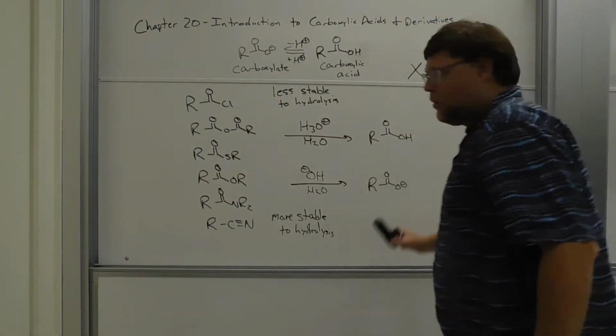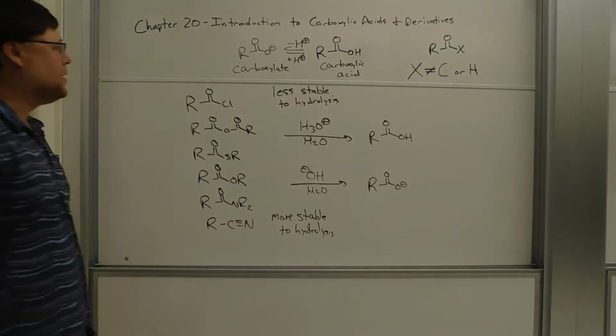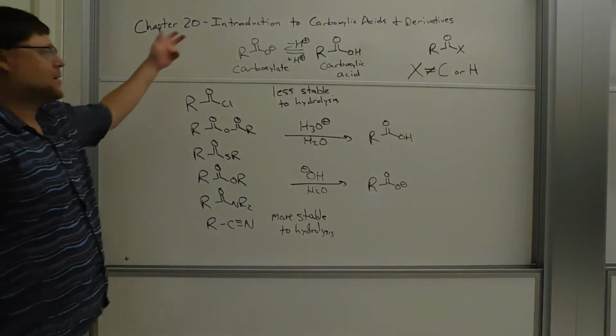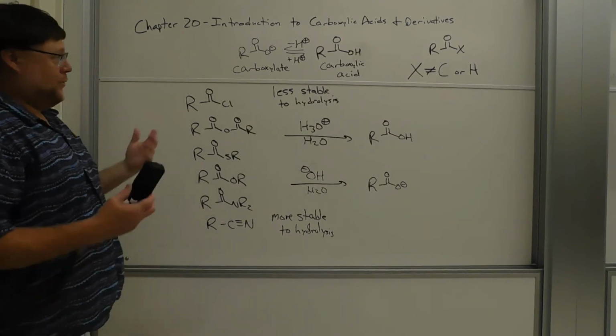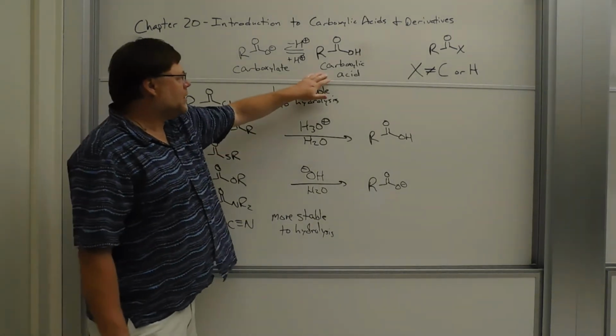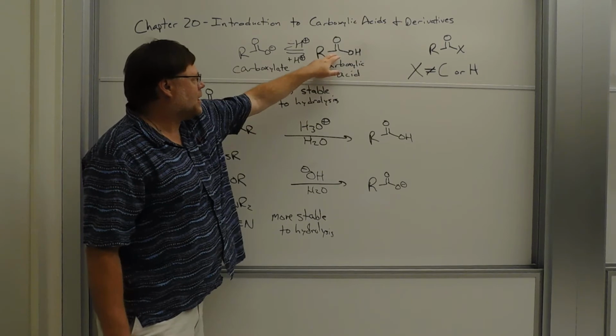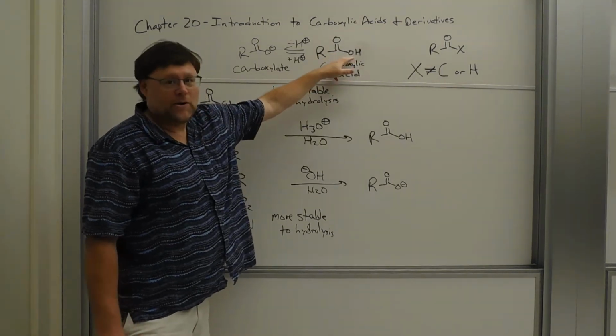Okay, so this is the first video in chapter 20. Chapter 20 discusses carboxylic acids and their derivatives. So first of all, what is that? Well, you should know at this point a carboxylic acid. So it's going to be a carbonyl bonded to an OH group.